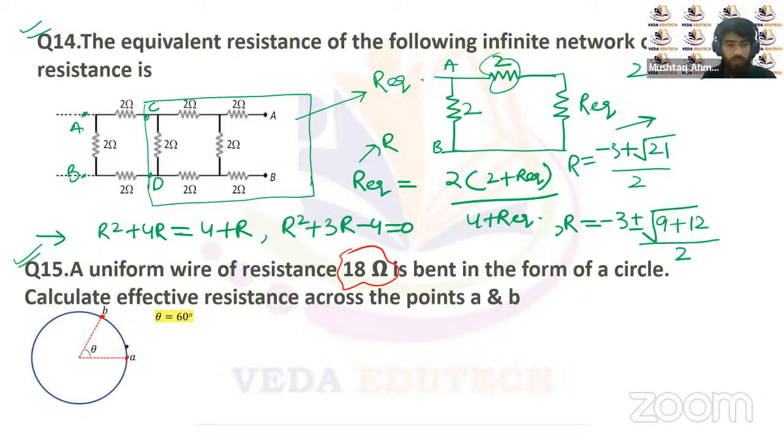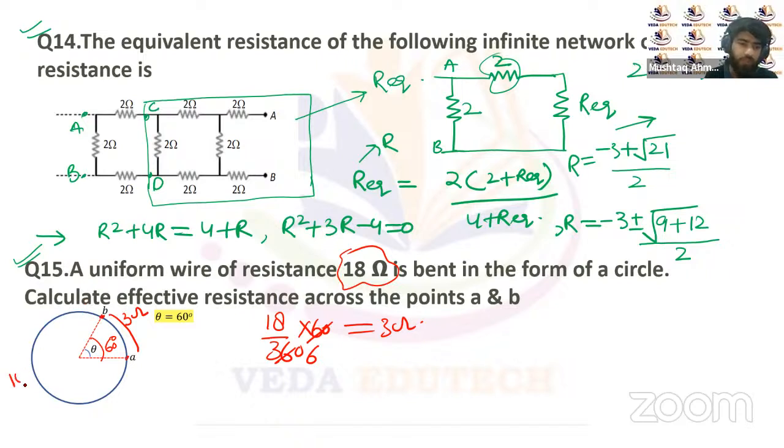Now, the angle subtended by the points A and B at the center of the circle is 60 degrees. If the total resistance of this circle is 18 ohm, then the resistance for this length subtending a 60 degree angle will be 18 upon 360 multiplied by 60, which is 18 upon 6, equal to 3 ohm. So the resistance between A and B is 3 ohm, and the remaining resistance, 15 ohm, is between B and A.